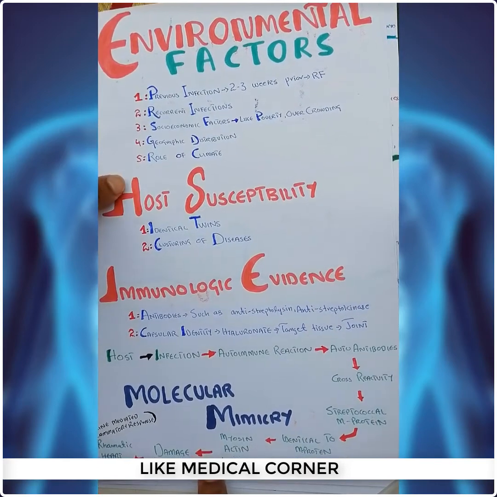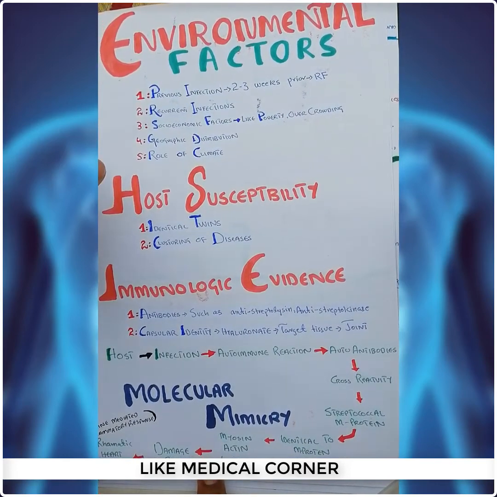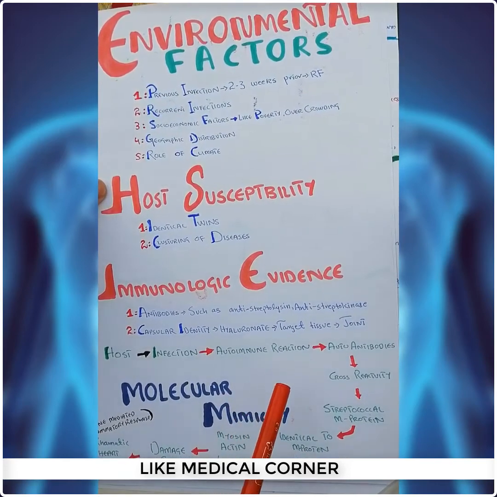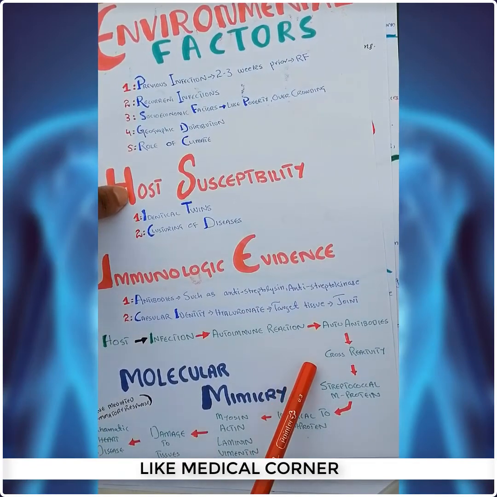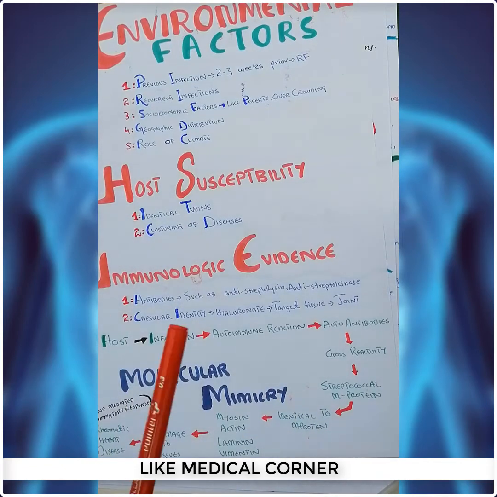So what happens in autoimmune reaction? There is production of autoantibodies by the immune system. These autoantibodies cross-react with the streptococcal M protein. The problem is that the streptococcal M protein is totally identical to the M protein which is present on cardiac myocytes, or the same M protein which is present in actin, myosin and vimentin filaments.